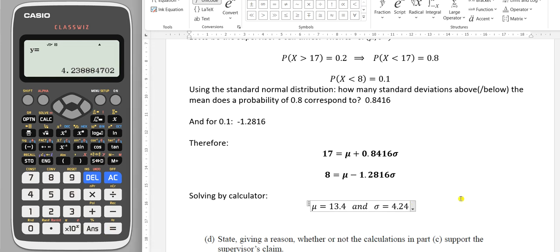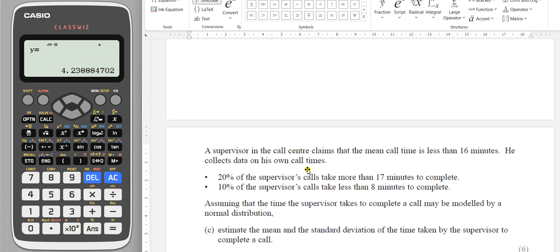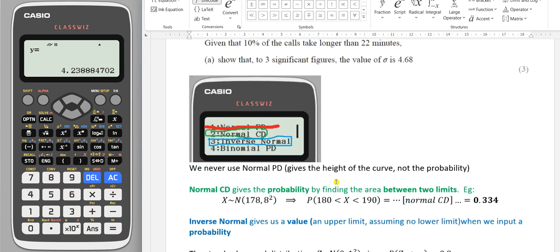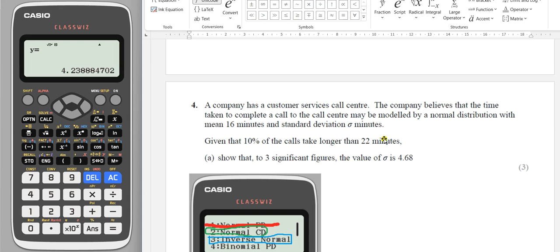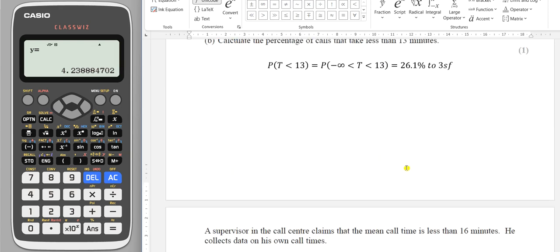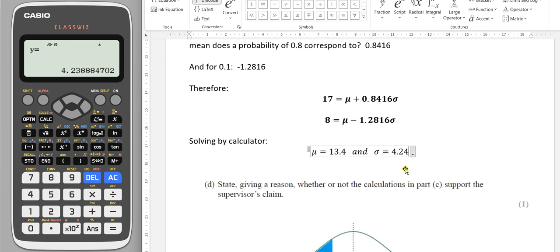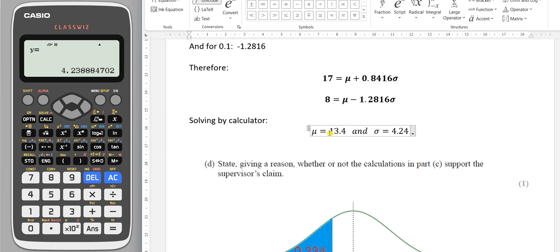And that's encouraging because the original situation that was being described in the call center was a mean of 16 and a standard deviation of 4.68. We're getting practically the same standard deviation, 4.24, but we're just getting a slightly lower mean.